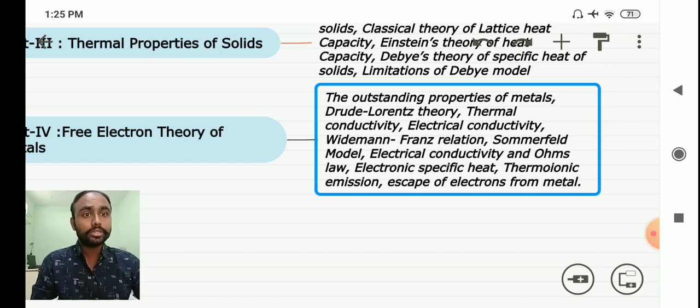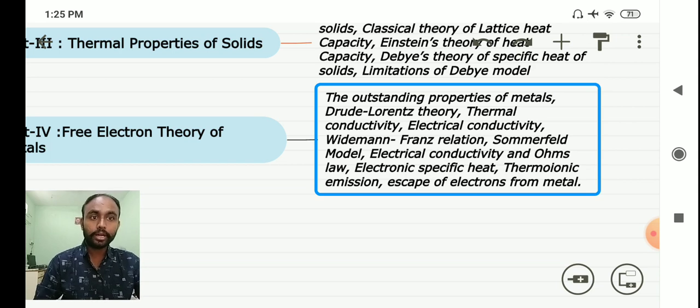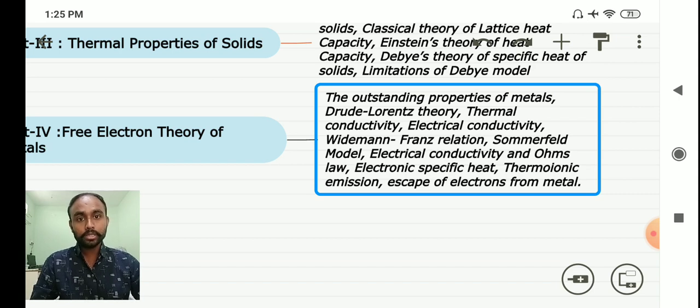Then we have Drude-Lorentz theory. That theory talks about the electrical and thermal conductivity. And the next article itself is the thermal conductivity, meaning the ability of that particular material to conduct heat, that is thermal conductivity. Electrical conductivity we know, yes, electrical conductivity means the ability of that particular material to conduct electricity. Here not only do we have to see the definition, but the actual derivation, formula for the thermal conductivity of metal, electrical conductivity of metal.